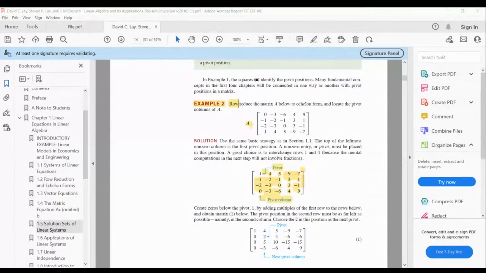Now what they're going to do, you see, is use the 1 as a pivot to help produce zeros where the -1 and the -2 are below the 1.